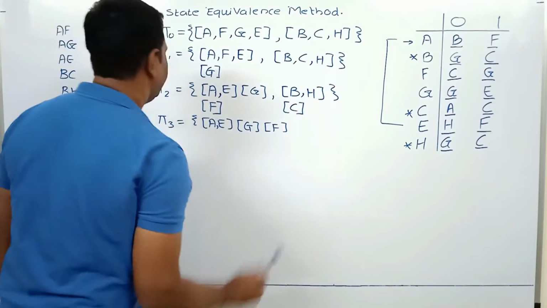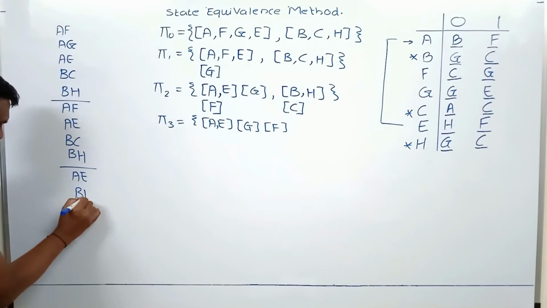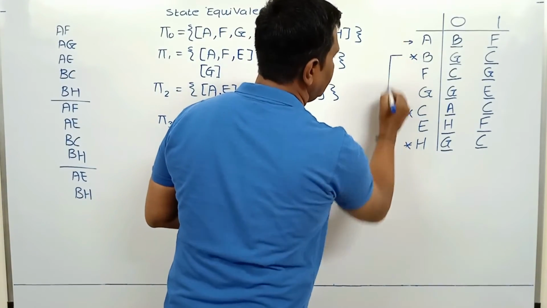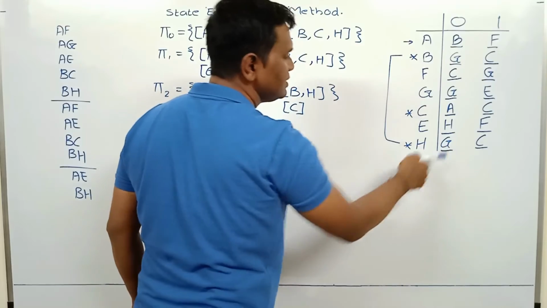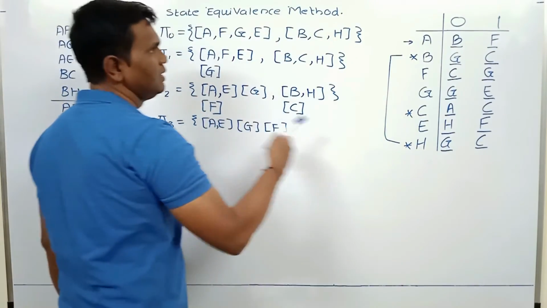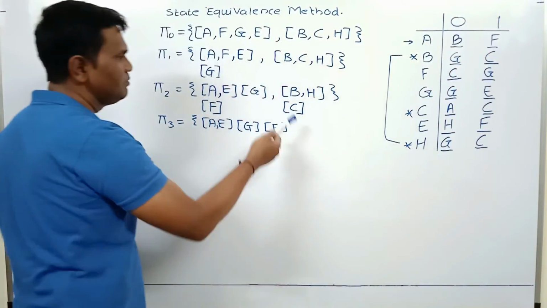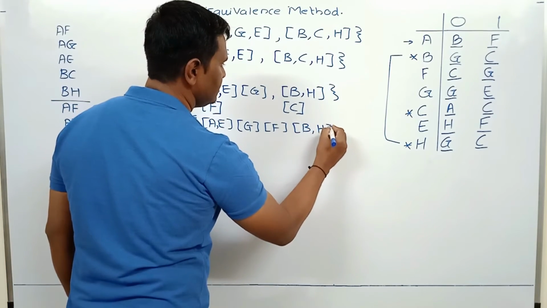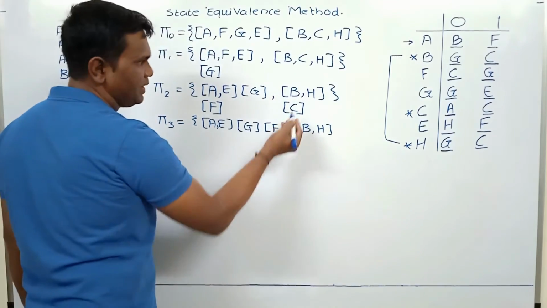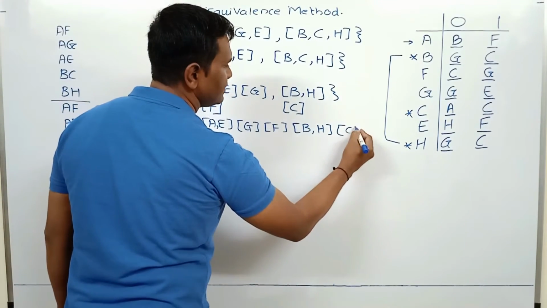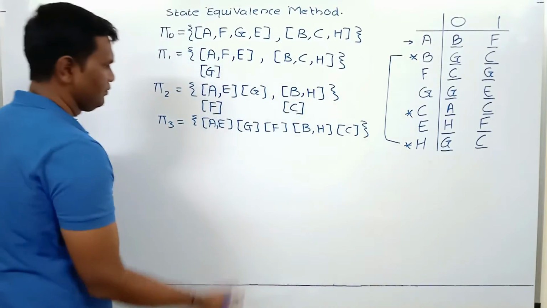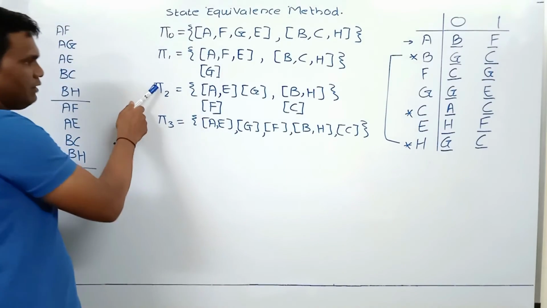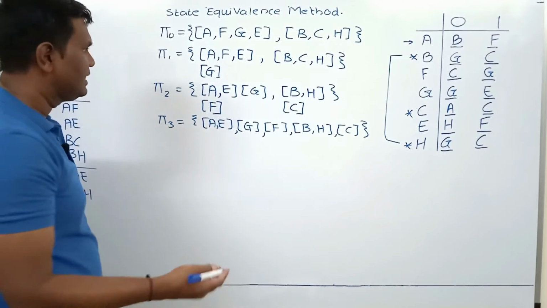Now consider B and H. So G and G, same state, must be in same group. C and C, same state, must be in same group. So B and H, they are three equivalent, and we have to copy this group C. We cannot forget that. So two equivalent and three equivalent, they are exactly same.